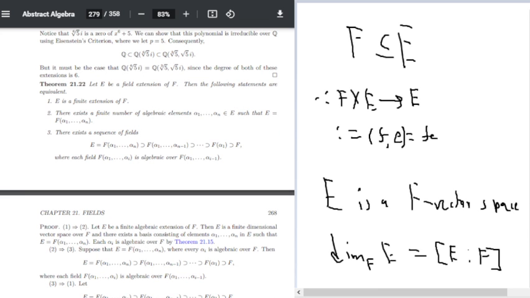Alright. Theorem 21.22. Let E be a field extension of F. Then the following statements are equivalent. 1. E is a finite extension of F. 2. There exists a finite number of algebraic elements a1 to an in E such that E is equal to F(a1, all the way to an). 3. There exists a sequence of fields E equals F(a1, ..., an), which is a superset of F(a1, ..., an minus 1), all the way to F(a1), which is a superset of F, where each field F(a1, ..., ai) is algebraic over F(a1, ..., ai minus 1).